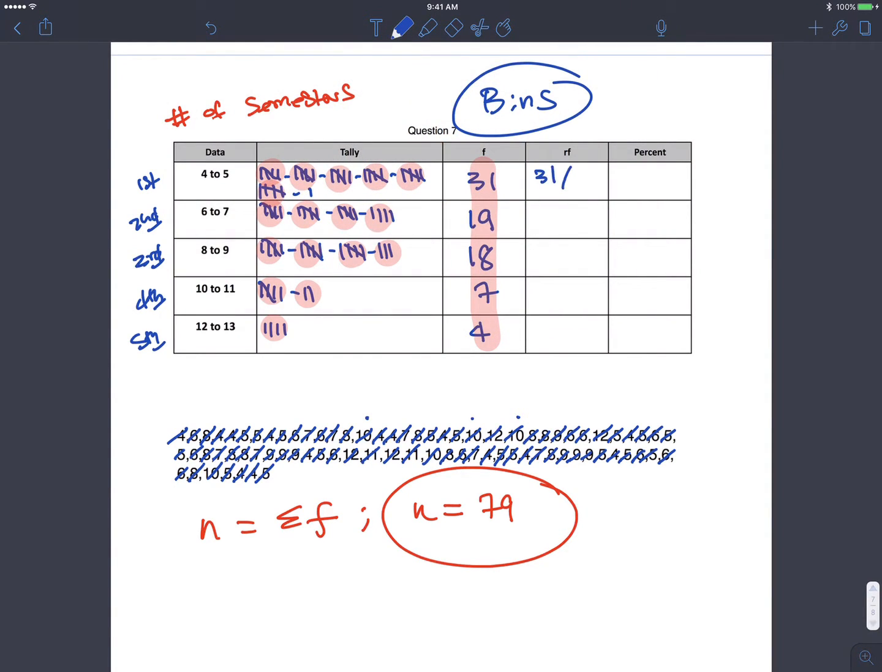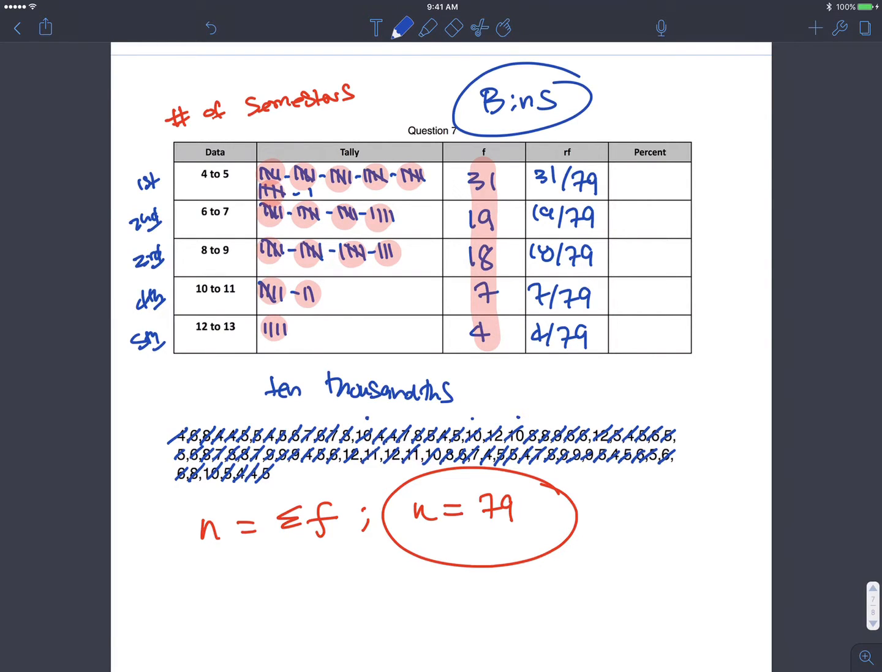So this is 31 out of 79, 19 out of 79, 18 out of 79, 7 out of 79, and then 4 out of 79. So we're going to have to compute all these relative frequencies, and then they want us to approximate again to the nearest 10 thousandths. Let's write that down. The nearest 10 thousandths. That's, let's check, tenths, hundredths, thousandths, 4 decimal places. So this is our gathering data here in our bins. Okay, let's see what happens now.